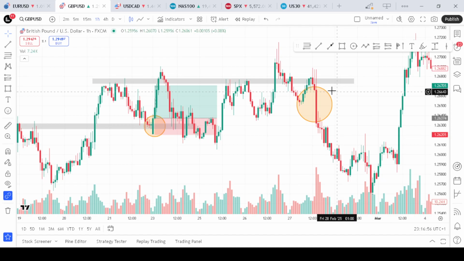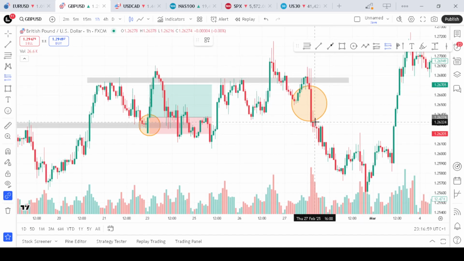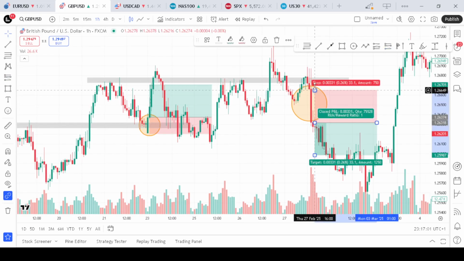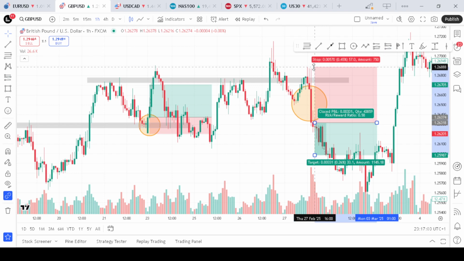Then in terms of a short trade, you put your stop loss just above the high of the long bearish candle.